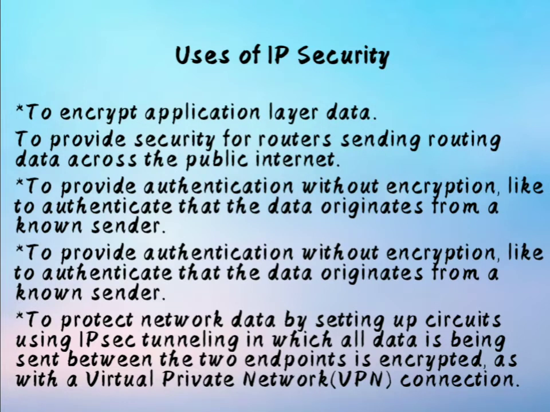Next are the uses of IP security: to decrypt application layer data, to provide security for routing data across the public internet, to provide authentication without encryption, like to authenticate that the data originates from a known sender, and to provide network data protection by setting up a circuit using IPsec tunneling, in which all data sent between the two endpoints is encrypted, as with a virtual private network or VPN connection.